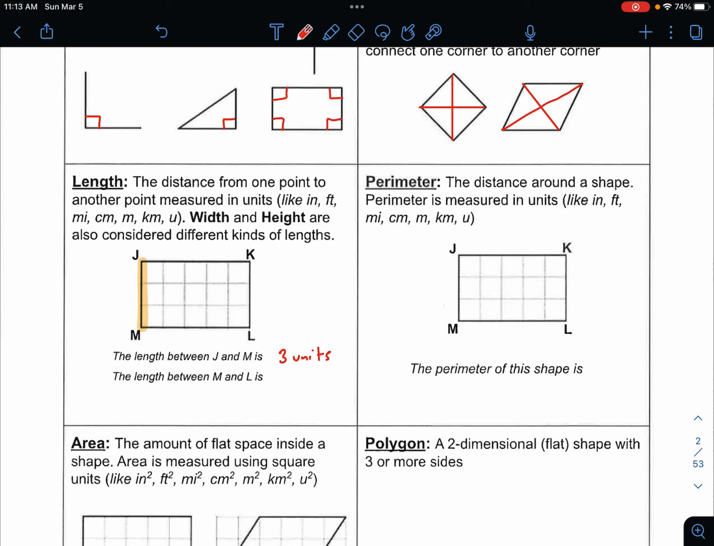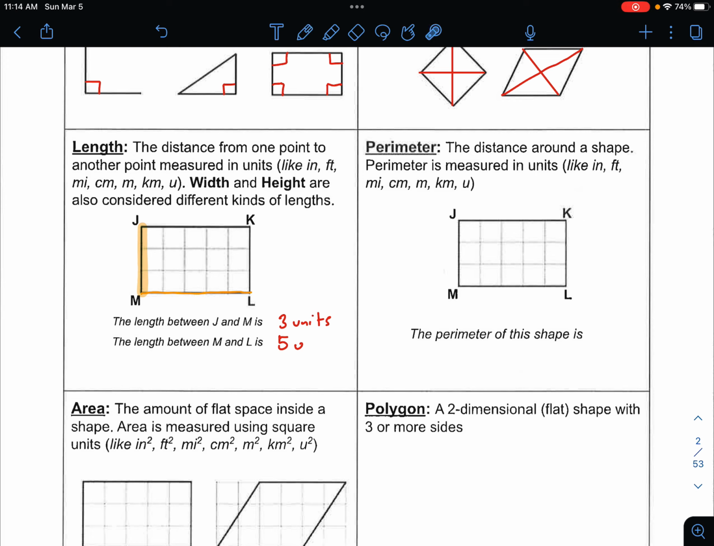And the length of M and L, that is the length from here to here. What is that? 1, 2, 3, 4, 5. That is 5 units. So we'd say 5 units, or just 5U. U is fine.